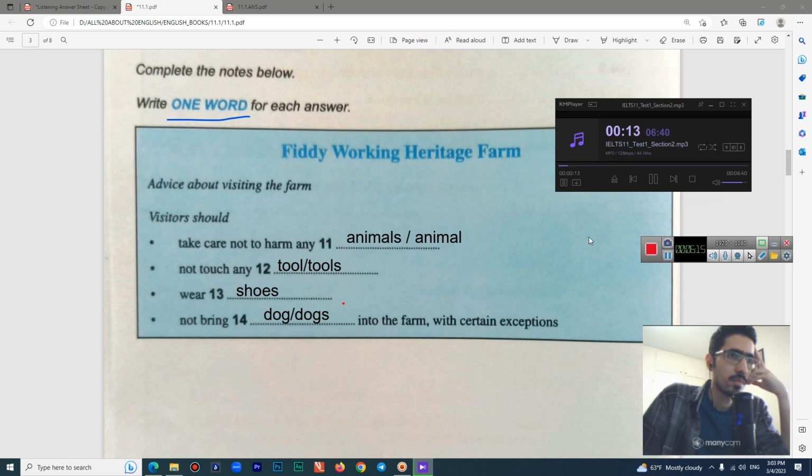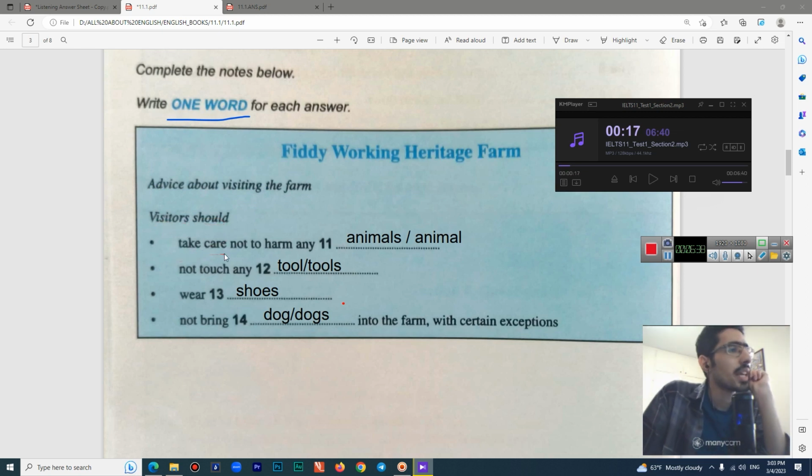First, you have some time to look at questions 11 to 14. When it says you have some time, look at them and try to guess what you are going to put there. It says visitors are going to a farm, they want to visit the old farm. There's advice about visiting the farm. Visitors should, so what should visitors do in the farm?